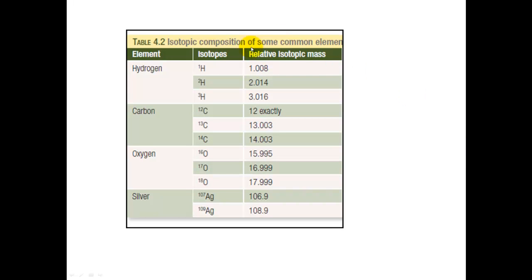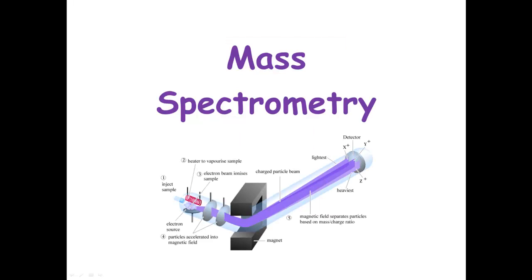So, the isotopic composition of some common elements, taken from your textbook. You'll see here that different isotopes have different isotopic masses, and it depends on how many neutrons they've got. But these figures here are worked out based on carbon-12 having exactly a mass of 12. Everything else has been calculated relative to carbon-12's mass.